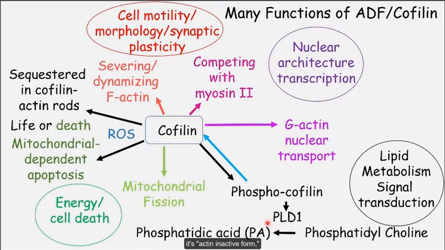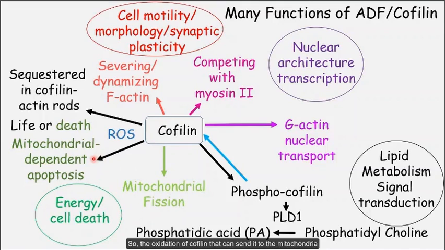Cofilin in the phospho form, its quote-unquote inactive form, is an activator of phospholipase D1, and this changes lipid dynamics in the membrane, and this can also play a big role in signal transduction. So it can feed forward into a lot of signal transduction pathways. Cofilin binds and also seems to have an interaction with Drp1, which is a protein that's involved in mitochondrial fission. So abnormalities in cofilin can lead to mitochondrial fragmentation, other mitochondrial dysfunctions, including mitochondrial-dependent apoptosis.